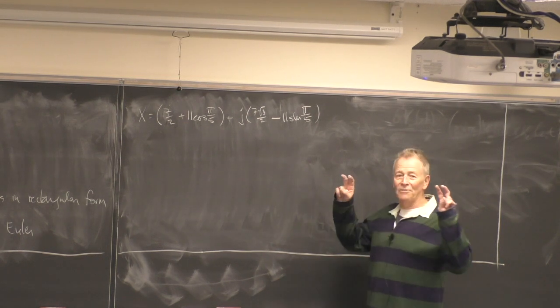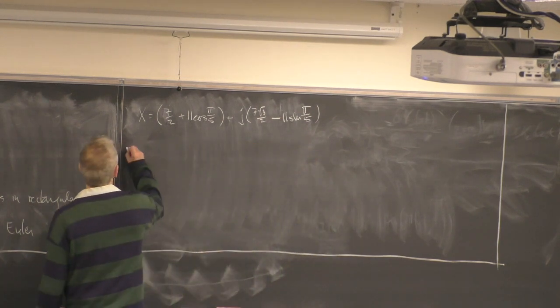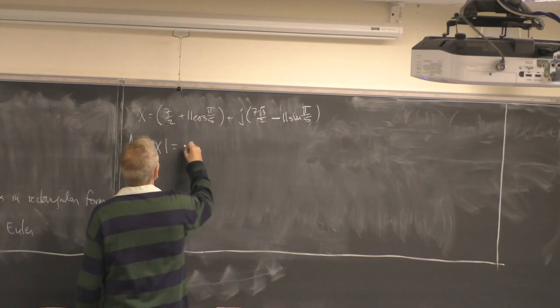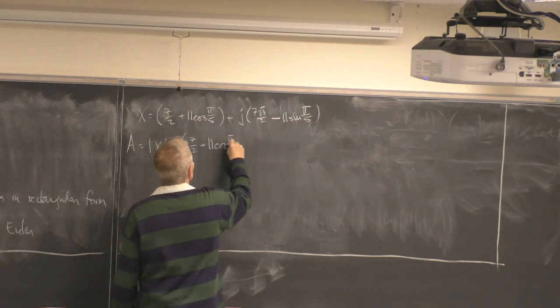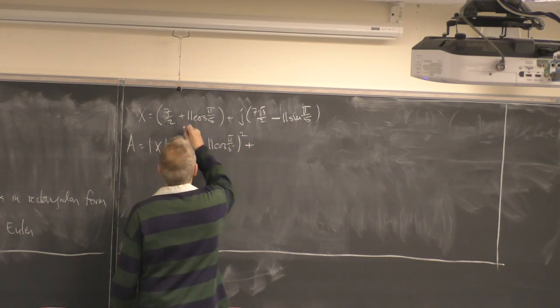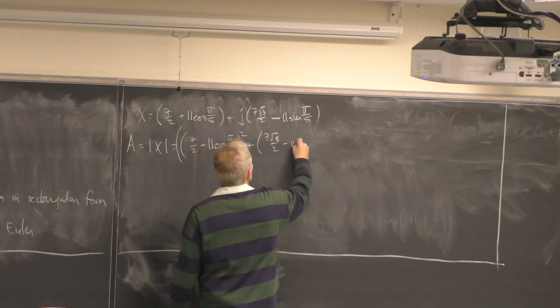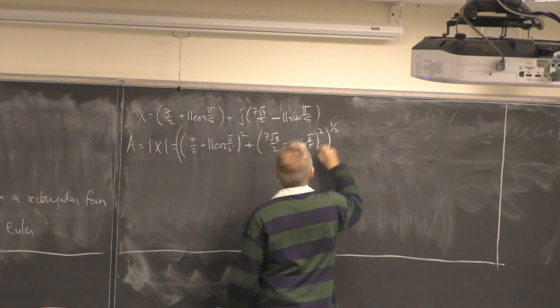And from this, we can find a and phi. How do we find them? Well, we have to find the magnitude of x. The magnitude of x is the square root of the sum of the squares of these guys. So it's going to be 7/2 plus 11 cosine pi over 5 quantity squared plus 7 square root of 3 over 2 minus 11 sine pi over 5 quantity squared. All that to the 1/2.